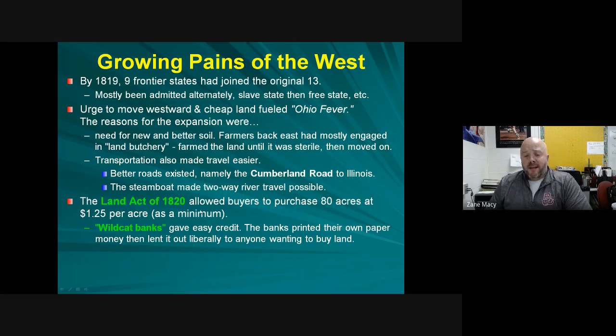Passage of the Land Act in 1820 allowed buyers to purchase 80 acres at a minimum, which was extremely cheap, $1.25 per acre. Wildcat banks were created. They would take loans from the Bank of the United States, and they would take the money they got to start up a bank. Then they would loan money out to farmers that were going to take advantage of the Land Act of 1820.